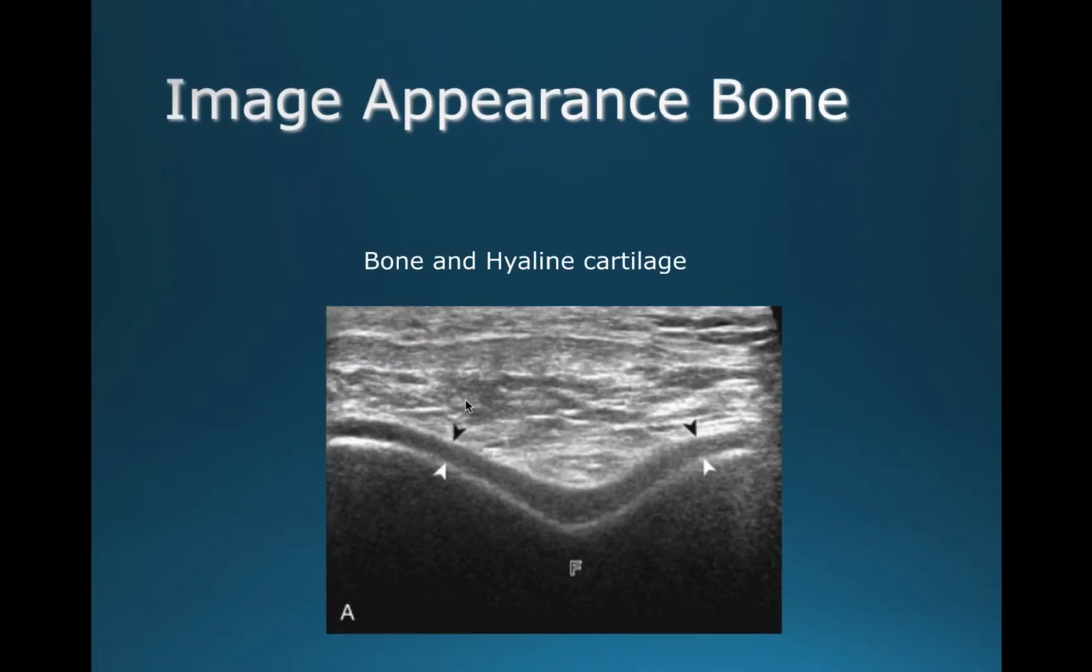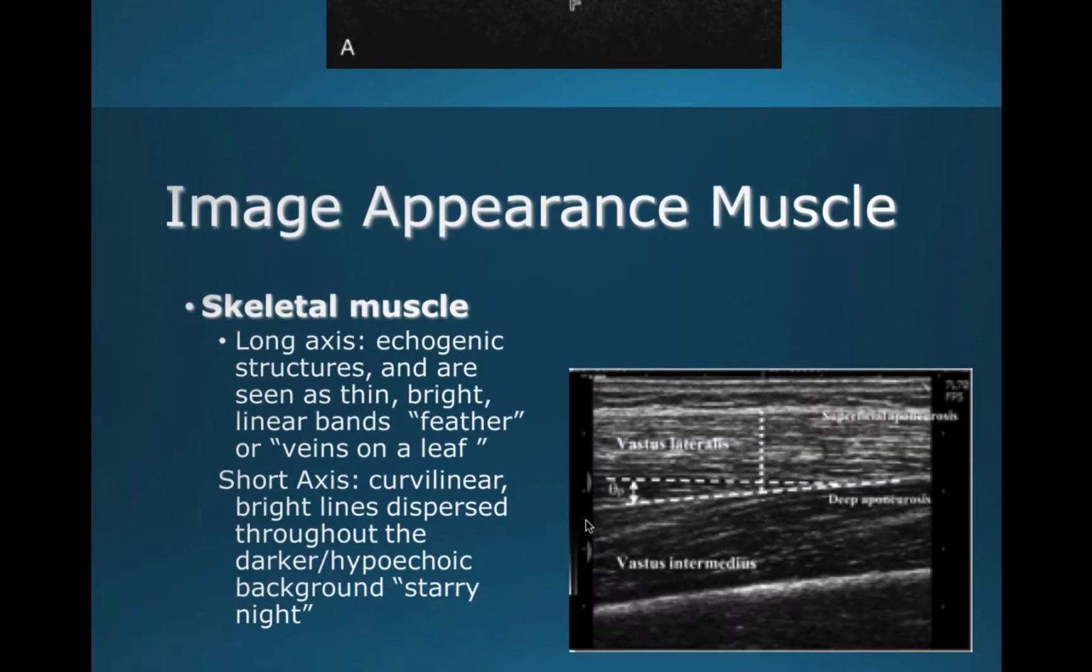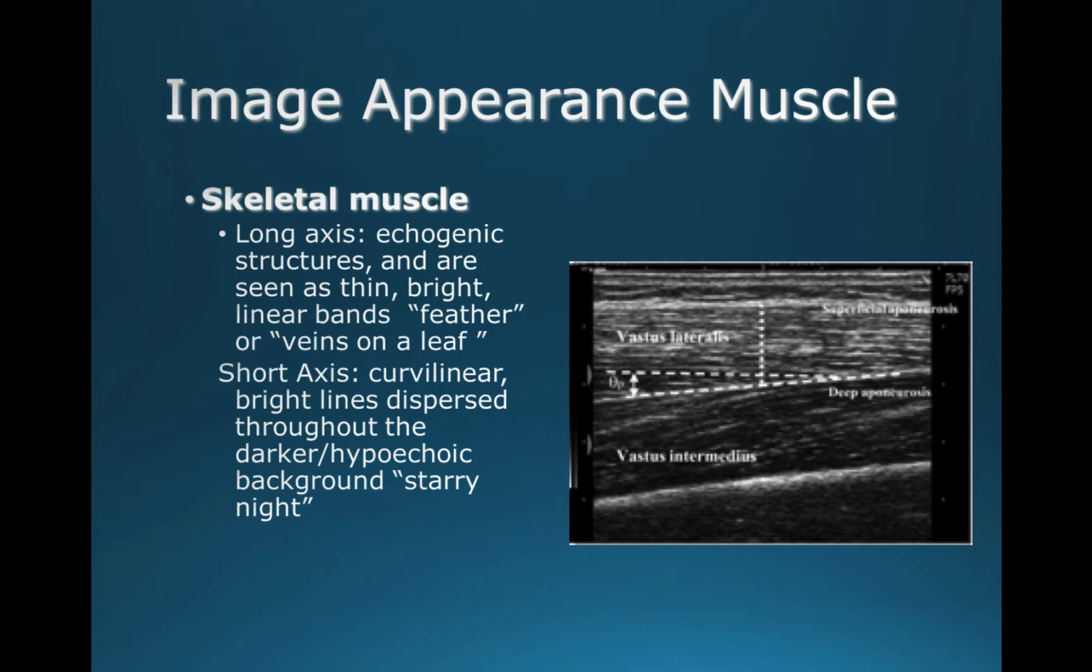Image appearance of bone is obviously hyperechoic. This is the femur. This is the trochlea. Image appearance of muscle has a little more echogenic structures. They're seen as bright linear bands, a feather or veins-on-a-leaf appearance. So here's the vastus lateralis.